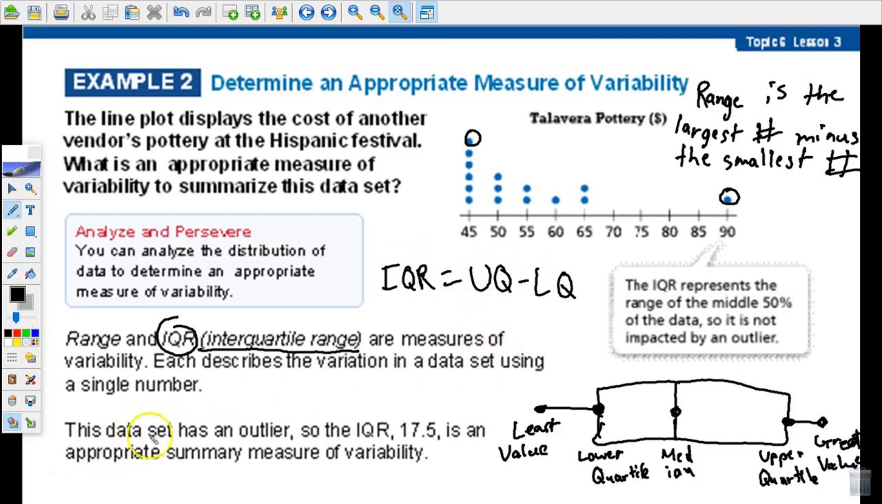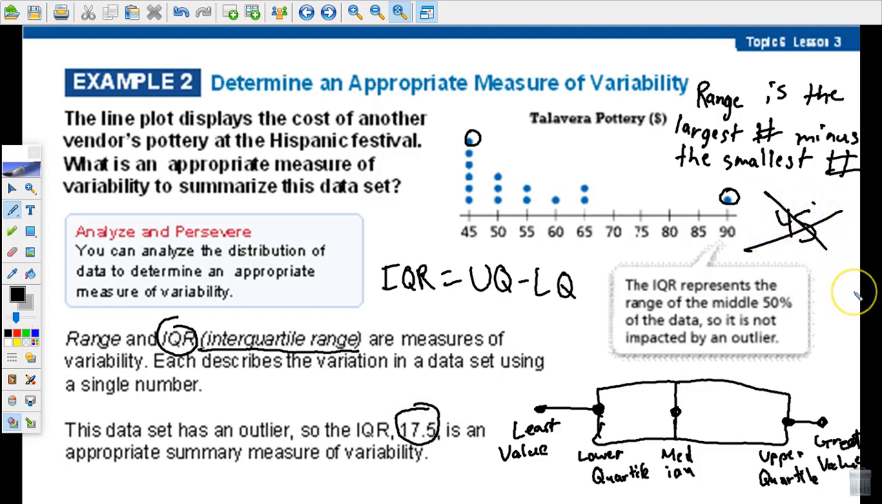So this data set has an outlier. This 90 is an outlier because it's not near all of our other points, okay? All of our other data is not near 90, okay? So the IQR would be 17.5, you'd split it up between them, is an appropriate summary measure of variability because 90 minus 45 is too big. That doesn't represent it. So the IQR would represent it better because all of the data is closely together here. Okay, so this 17.5 is the IQR, and that represents the data better than the range of 45.